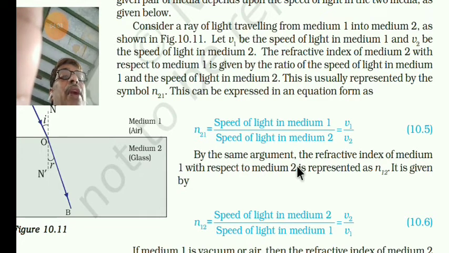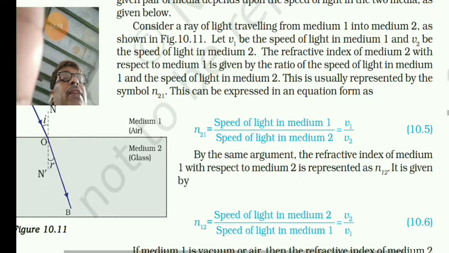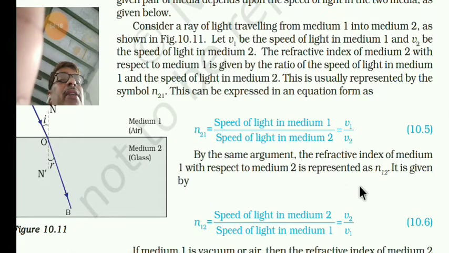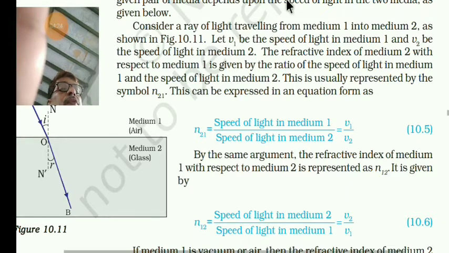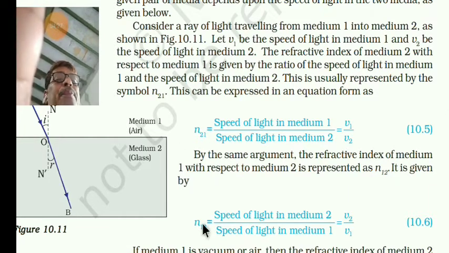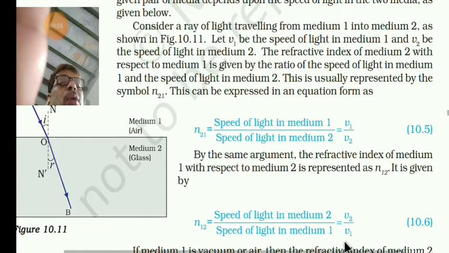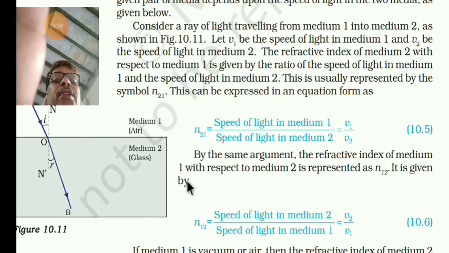By the same argument, the refractive index of medium 1 with respect to 2 is represented as N12. It means the refractive index of medium 1 with respect to 2. Then N12 is equal to the speed of the light in medium 2 upon the speed of the light in medium 1, so V2 upon V1.